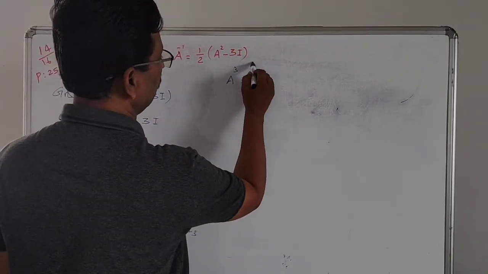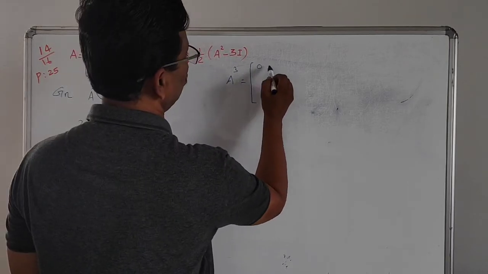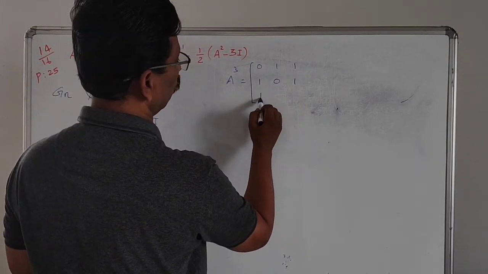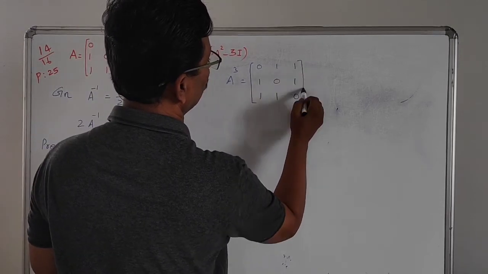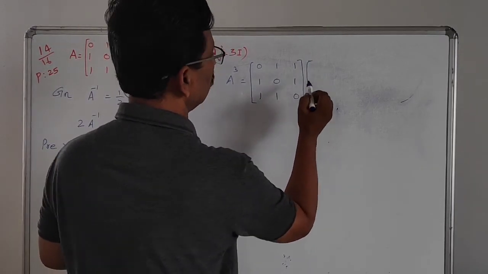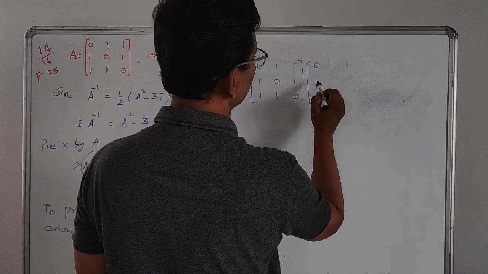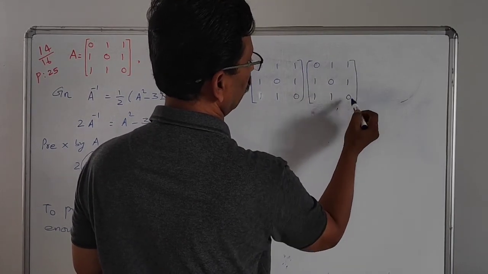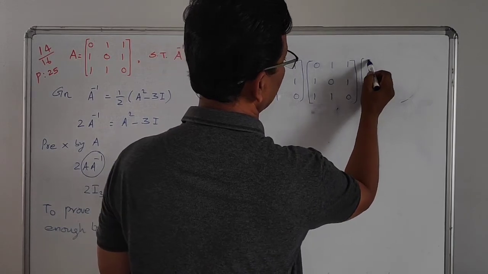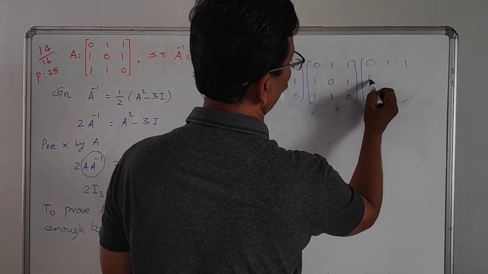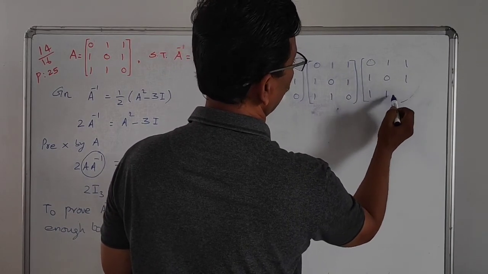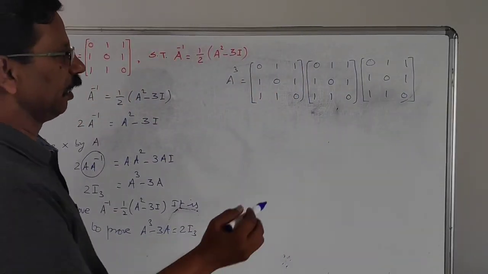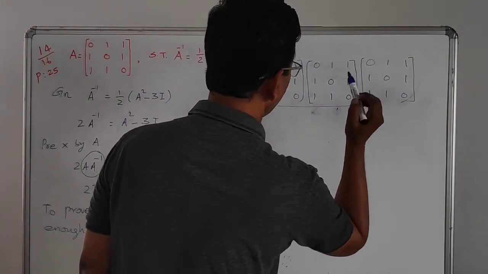The matrix A is 0, 1, 1, this is 1, 0, 1, then 1, 1, 0. Now, this can be written 3 times: 0, 1, 1, 1, 0, 1, 1, 1, 0, and next one more time, that is 0, 1, 1, then 1, 0, 1, then 1, 1, 0. Now, we cannot multiply all these 3 matrices together, therefore first we can multiply the first 2 matrices.